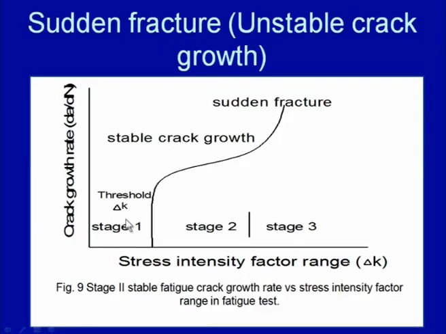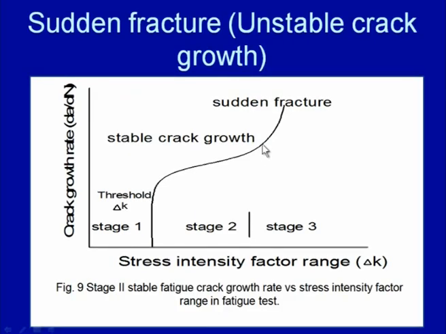So, for this stage 1, if we see the crack growth rate versus the stress intensity factor plot, then in stage 1 the crack will be non propagating, and then in stage 2 the crack will be growing in a very stable manner, and in stage 3 the crack growth rate will be occurring at an increasing rate. So, in the first stage if the crack is already present, it will remain non propagating, and then it will be growing in a very stable manner.